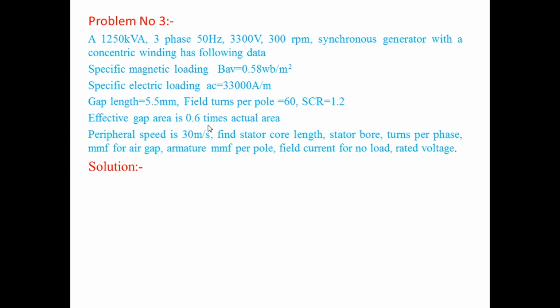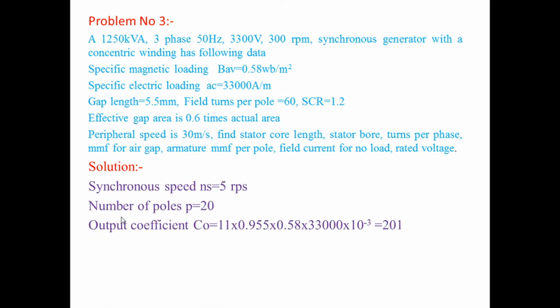Effective gap area is 0.6 times the actual area, that is, the area utilized is around 60% of the actual area. Peripheral speed is 30 meter per second. Find stator core length, stator bore, turns per phase, MMF for air gap, armature MMF per pole, field current for no load and rated voltage. So these are all the parameters we need to find out from the given data.